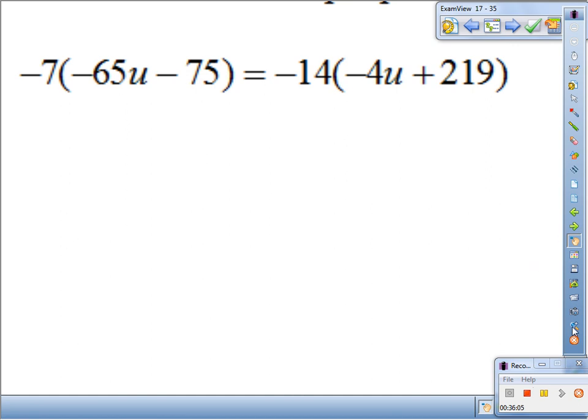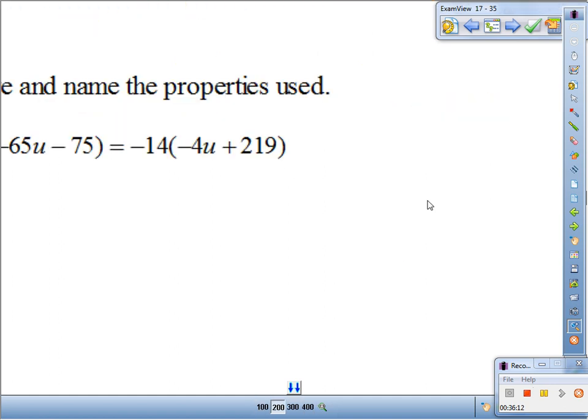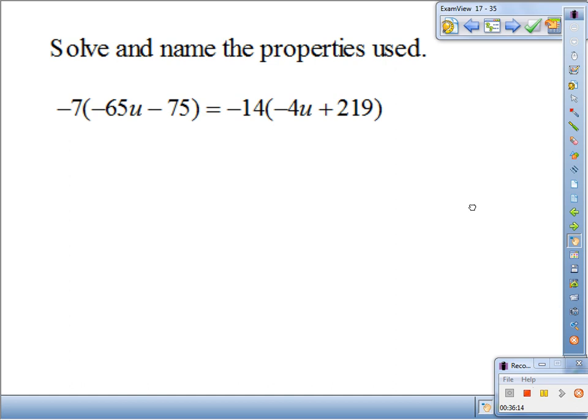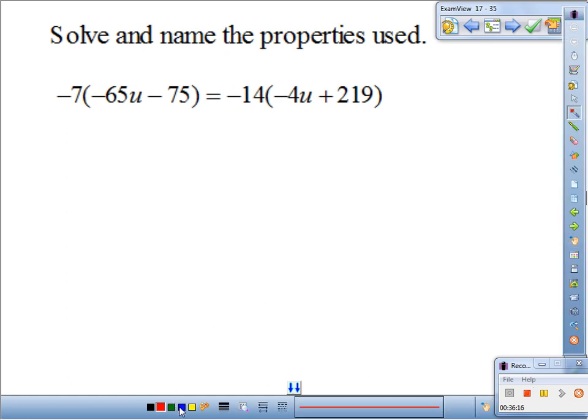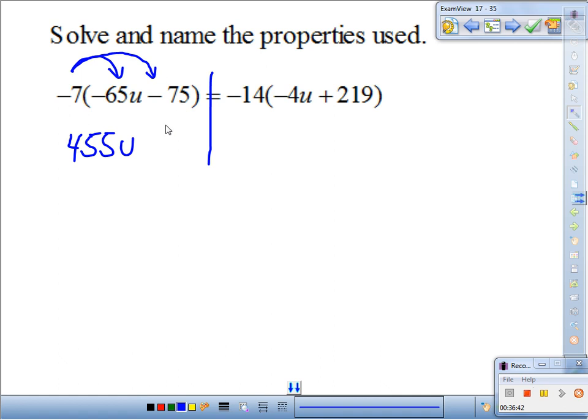All right, I'm going to zoom out a little bit so it can give me some space to do the work on this one. All right, here we go. What do I do first? Oh, yeah. Line down the equal sign. You got that, yeah? Okay, distribute. What is -7 times -65? 455u. Next, -7 times -75. Positive 525.